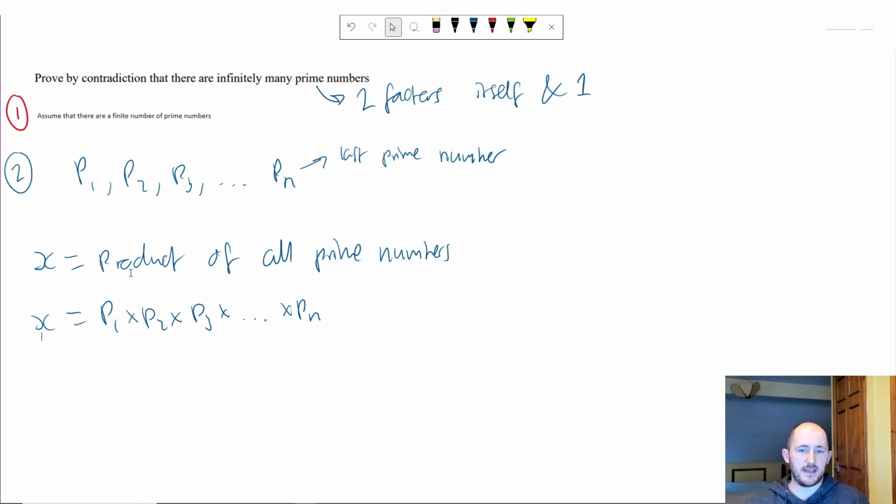Now the interesting thing about this is this would not be a prime number because its factors would be the first prime number, the second prime number, the third prime number, the fourth prime number, the fifth prime number, and so on. Okay? So this is not prime because its factors are P1, P2, P3, ... all the way up to the last prime number.